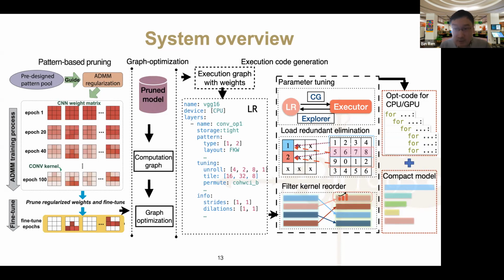Based on this layer-wise representation, we design multiple compiler-based optimizations. The first one is called filter kernel reorder, the second one is called load redundancy elimination, and the third one is parameter tuning. After this, we are going to generate both the compact model and also the optimized CPU and GPU code. In this talk, I'm going to especially focus on the filter kernel reorder, load redundancy elimination, and the compact model storage. Okay, so let's look at them one by one.